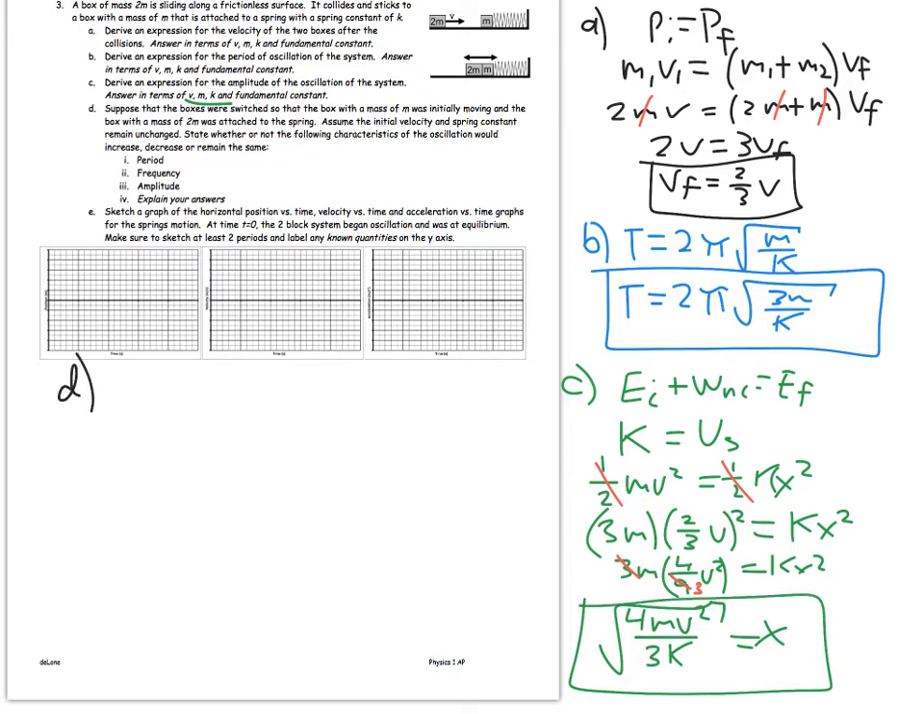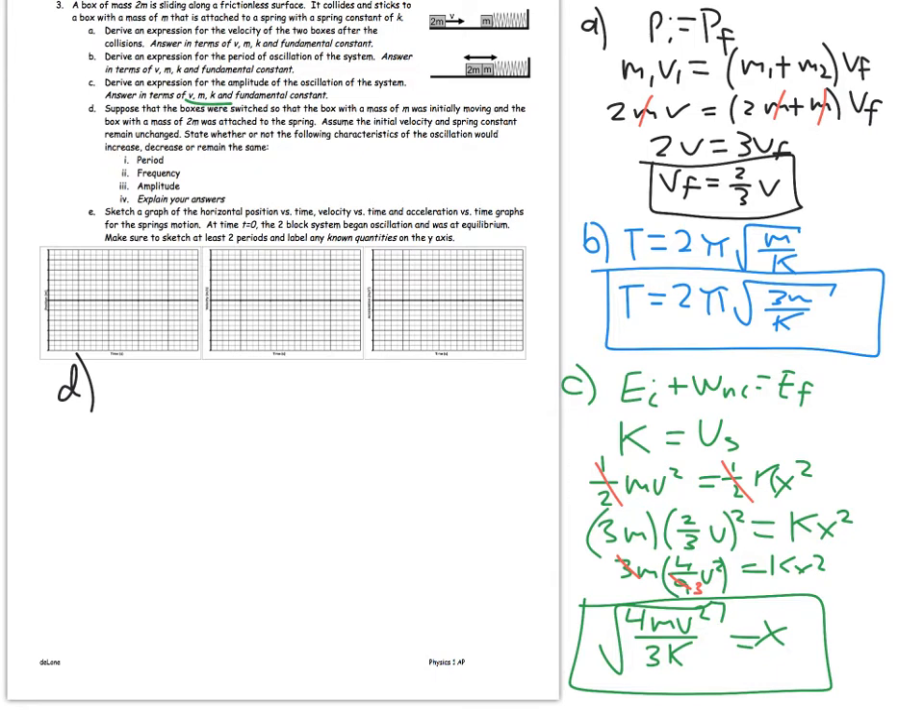All right, for question D, we want to know what will happen to the following quantities if we flip the position of these two masses. So if we have mass m initially moving at a speed of v colliding with mass 2m attached to the spring initially at rest, how would that affect the period, the frequency, and the amplitude?